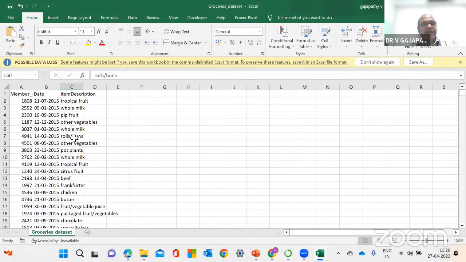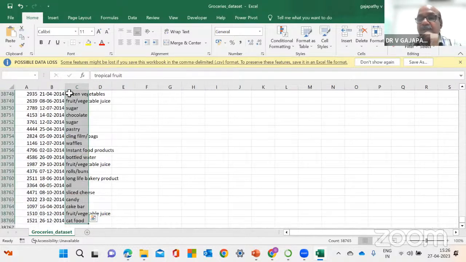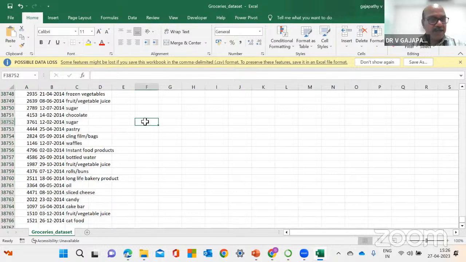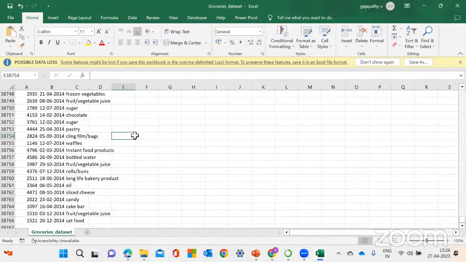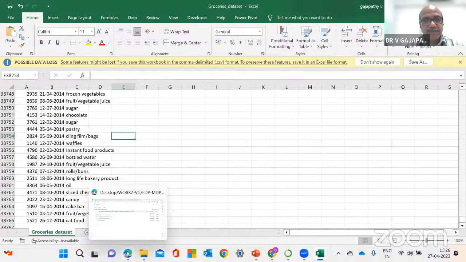How many transactions am I having? You see, it is 38,765 transactions. It is quite big in the analytics industry. It is not a big one, but this is a good data set actually. This is the data set. Shall I move to the coding part?